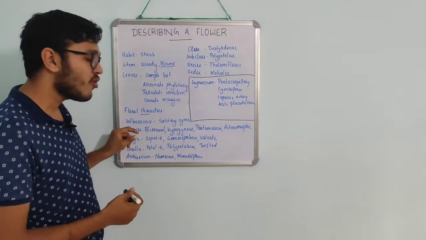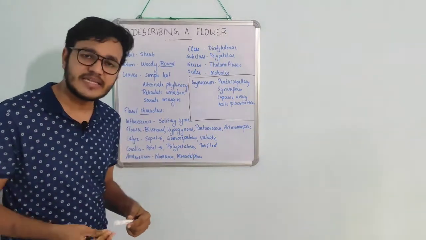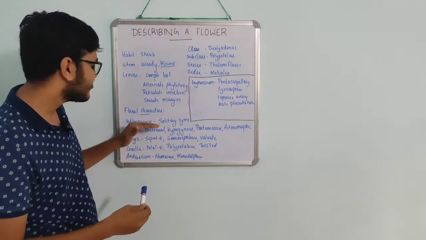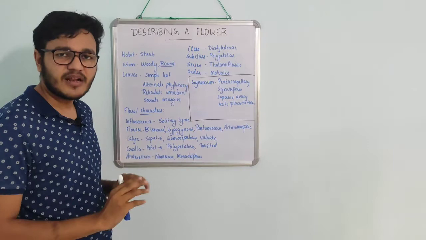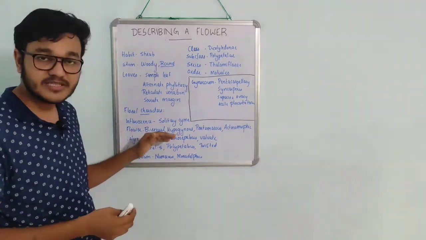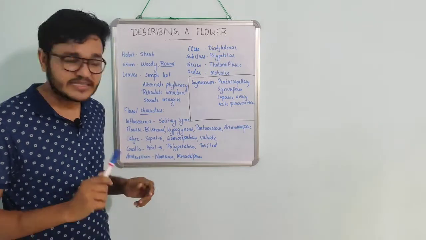flower one by one. The inflorescence is solitary cyme. That is a type of cymose inflorescence. Only a single flower is seen. So it belongs to the category of solitary cyme. And next, the flower, you have to describe the flower briefly. That is just the morphology of the flower. It is bisexual, as you all know, because both male and female reproductive structures are seen.